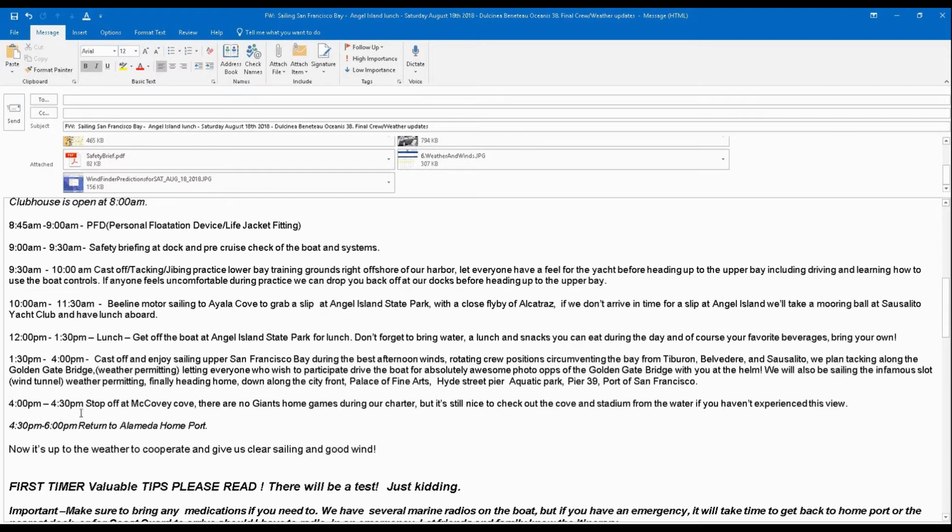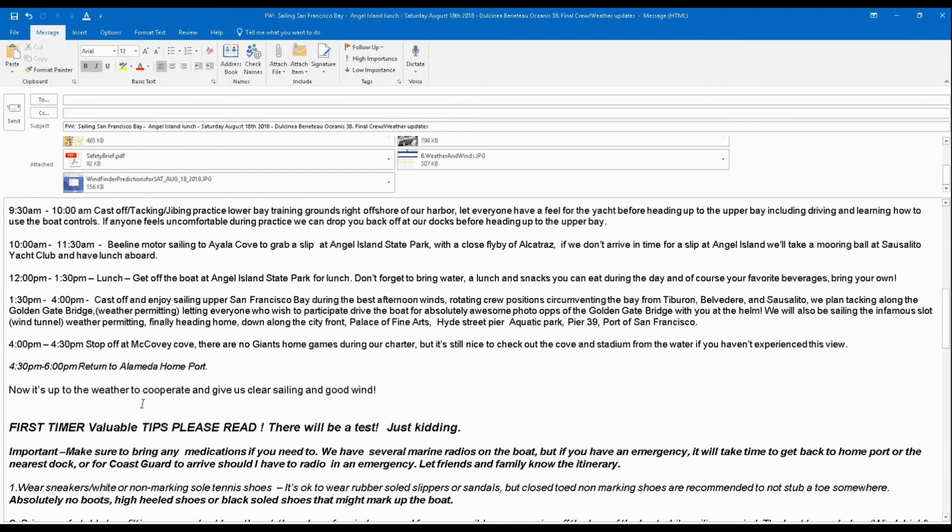4 o'clock to 4:30, we'll do a stop off at McCovey Cove. There's no giant home games during our charter, but it's still nice to check out the cove and stay in from the water if you haven't experienced this view. Then from 4:30 to 6 p.m., return to Alameda home port. Now it's up to the weather to cooperate to give us clear sailing and good wind.